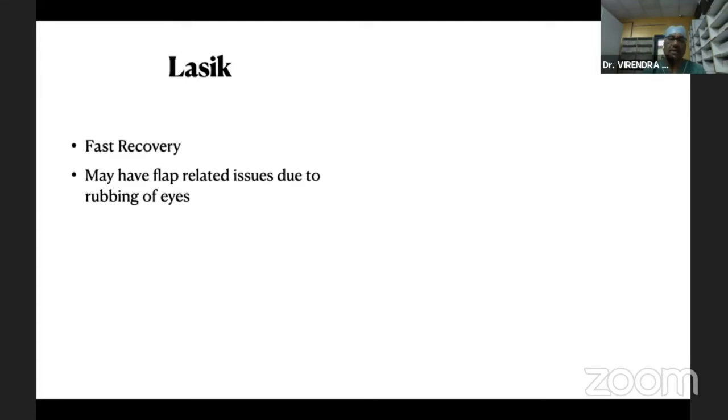But the basic issue in LASIK is that we do a flap creation and then refractive correction on the stroma. And in children, the flap may have many, many issues. The child may not be very cooperative in preventing rubbing in the immediate post-op period. We have means to cover it. We can use covers and protective wear. The parents will take care, but still there can be an issue. And we know in LASIK, sometimes trauma causes issues with the flap. And if the flap reposition is not very good, again there is an issue.